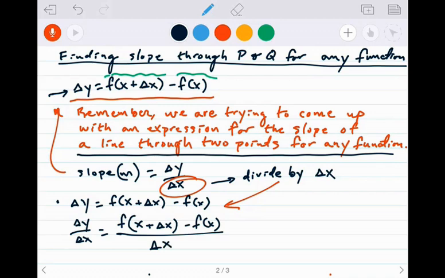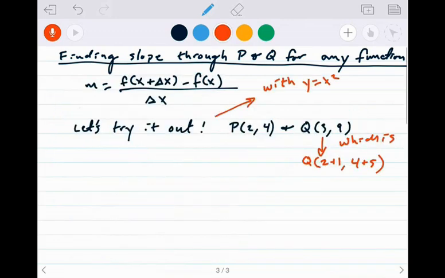And voila! What we have here is a general expression for the slope of a line through any 2 points on a curve. So slope equals this whole expression here. Let's actually try it out. That's what we should have on the next slide.